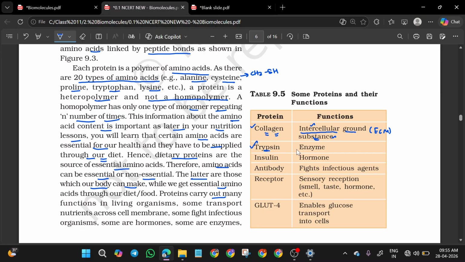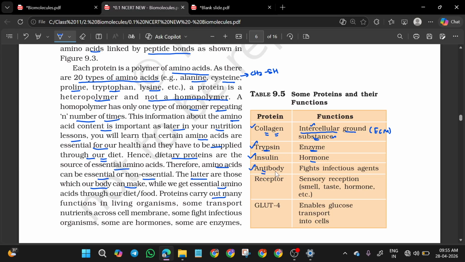Trypsin நீங்க 10th லே படிச்சிருப்பீங்க, that is a digestive enzyme. அந்த மாதிரி trypsin, pepsin, then we'll be having carboxypeptidase. இது எல்லாமே these are enzymes only. Most of the enzymes are made up of protein. Then நிறைய ஹார்மோன் படிச்சிருப்போம், insulin, glucagon, இந்த மாதிரி most of the hormones are proteinaceous in nature only, that we will study in more detail in chemical control and coordination chapter.